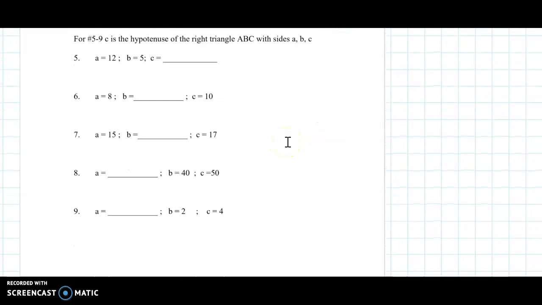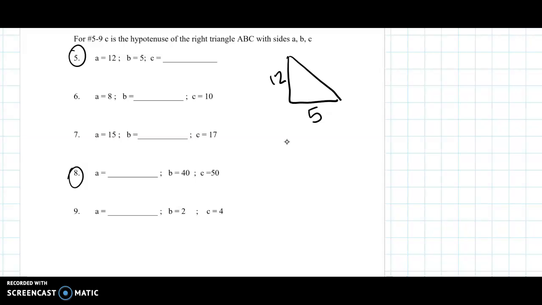For questions 5 through 9, C is the hypotenuse of the right triangle with sides A, B, and C. I like to draw the right triangles I'm working on. We'll look at questions 5 and 8 together. If we look at question 5, we see that side A is 12, side B is 5, and we're looking for side C. So we're going to use the Pythagorean theorem, 12 squared plus 5 squared is equal to C squared. 12 squared is 144, 5 squared is 25, and that equals C squared. 144 plus 25 is 169.